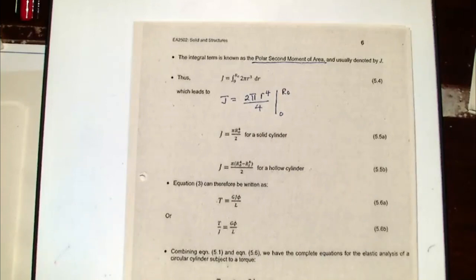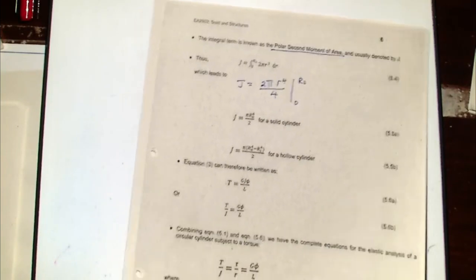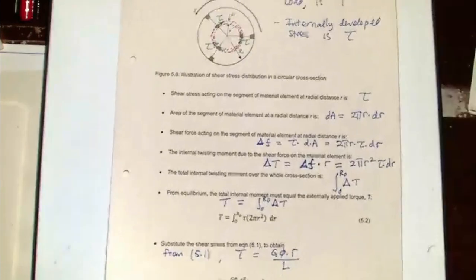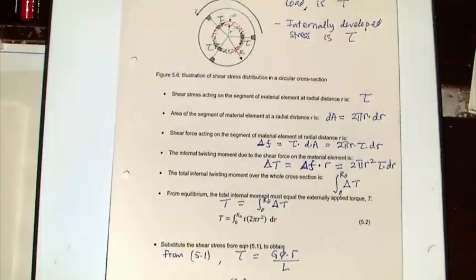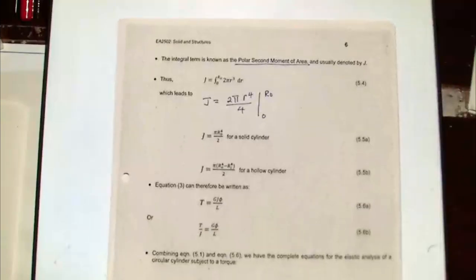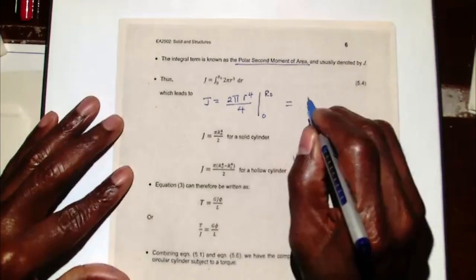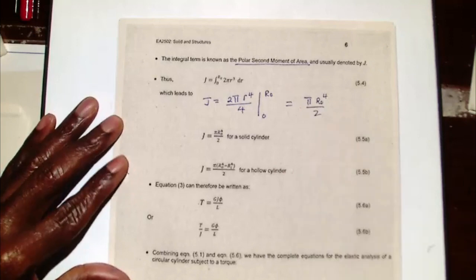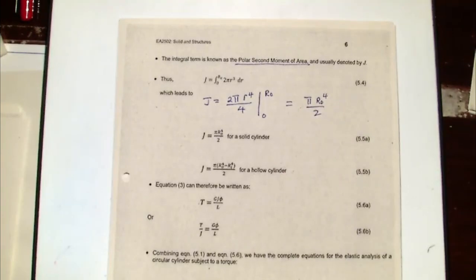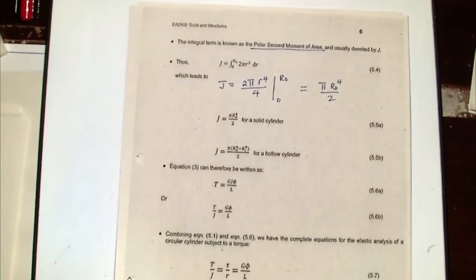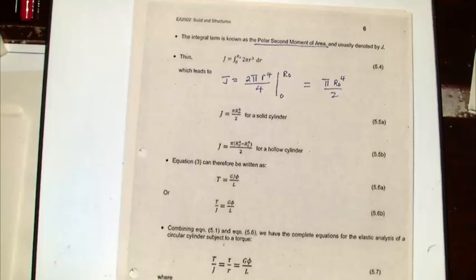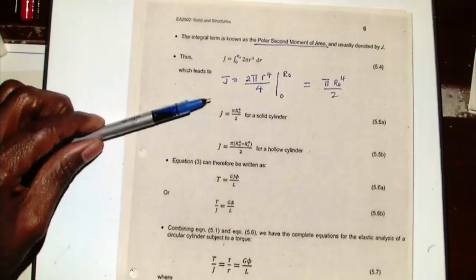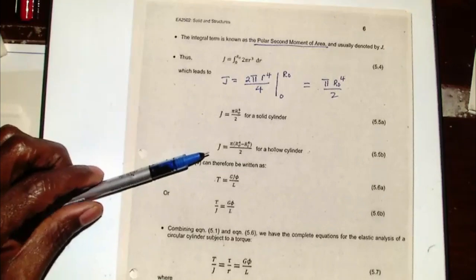So can you go back to the previous slide? Okay. If you look at that integral, we have 2 over 4, which is basically half. So we can write this as pi r naught^4 over 2. So our second polar moment of area, which is J, which you will see from now on, is given by that, if it is a solid cylinder.